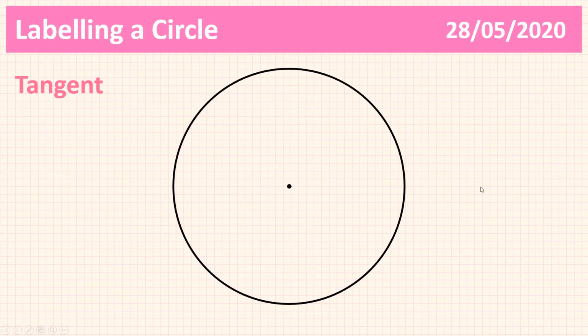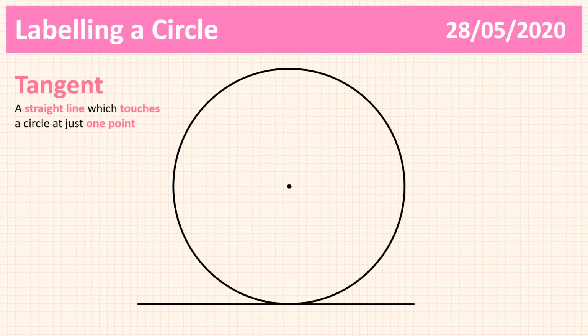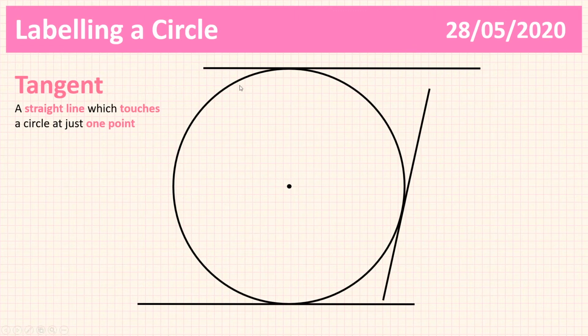Moving on, a tangent. A tangent is a straight line which touches the circle at just 1 point. So there's a tangent there. Here's another tangent. Here's one more tangent. Any line that touches the circle at 1 point is known as a tangent.